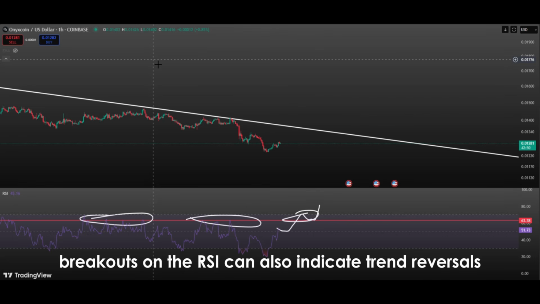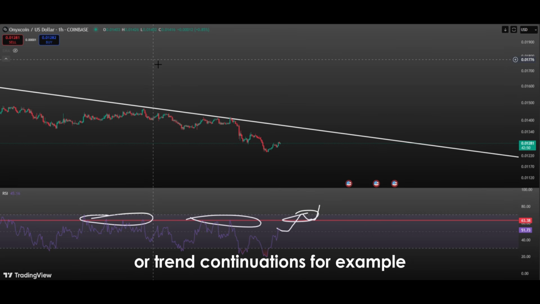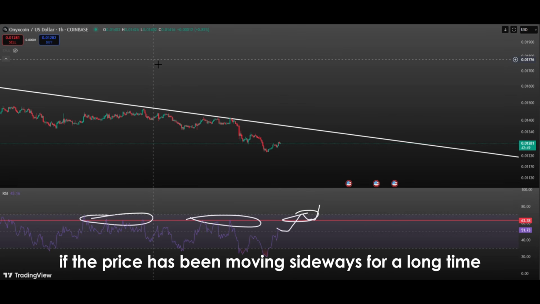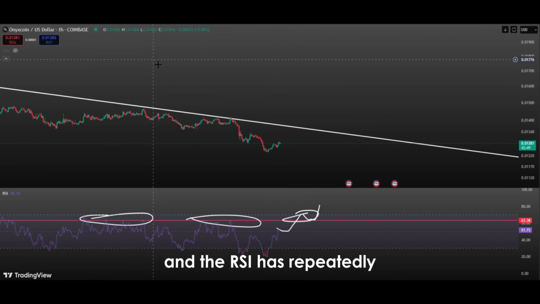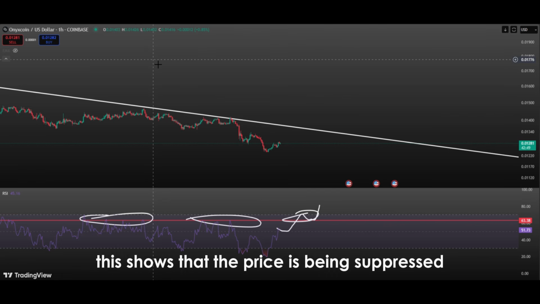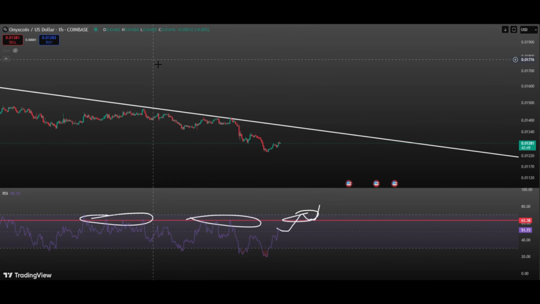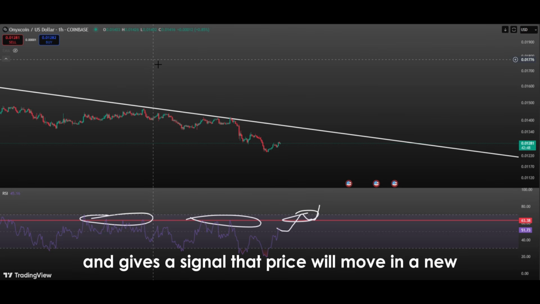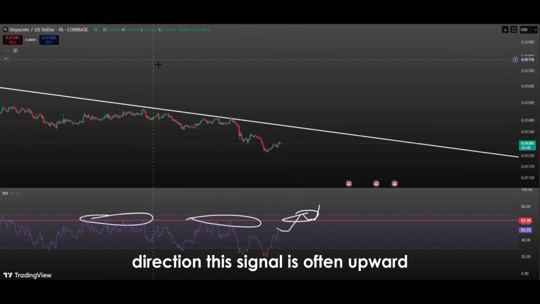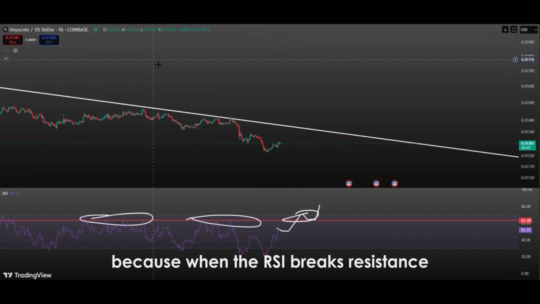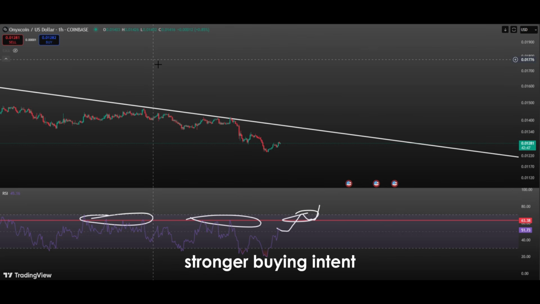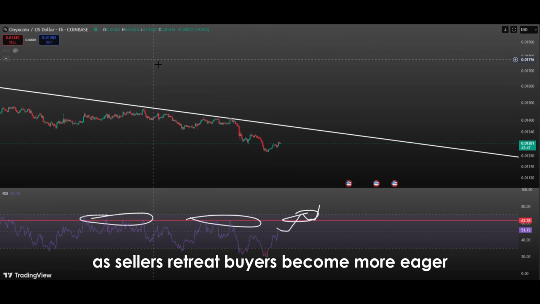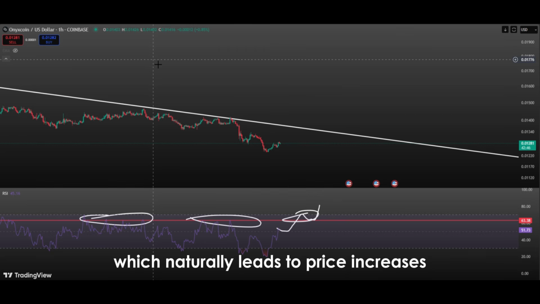Resistance breakouts on the RSI can also indicate trend reversals or trend continuations. For example, if the price has been moving sideways for a long time and the RSI has repeatedly pulled back from the same resistance, this shows that the price is being suppressed. But if the RSI eventually breaks this resistance, that pressure disappears and gives a signal that price will move in a new direction. This signal is often upward, because when the RSI breaks resistance, it shows that investors are demonstrating stronger buying intent. As sellers retreat, buyers become more eager, which naturally leads to price increases.